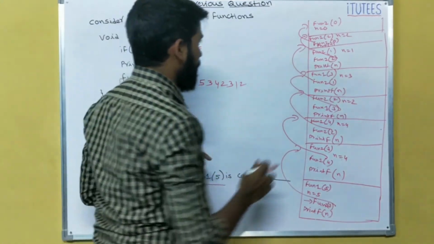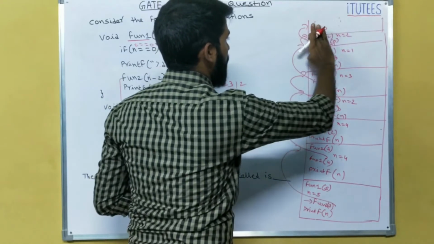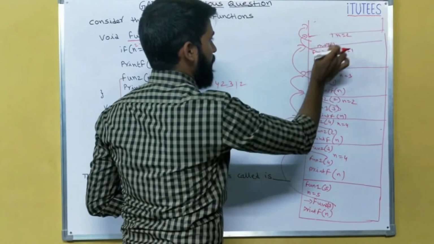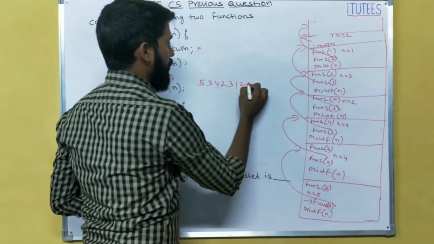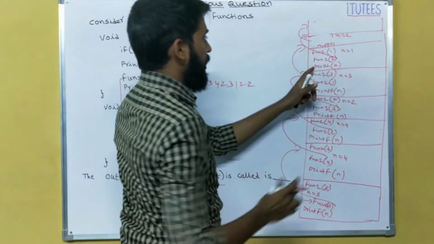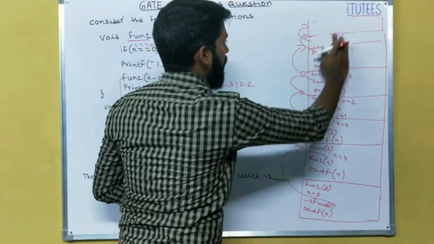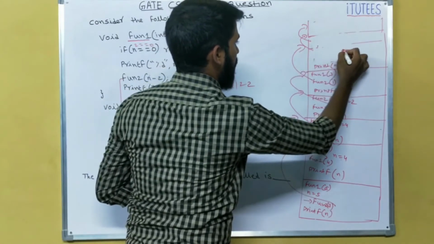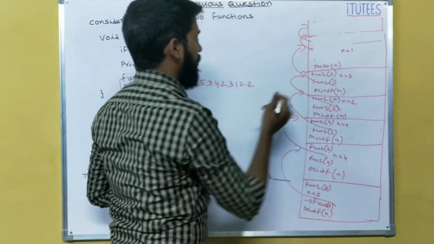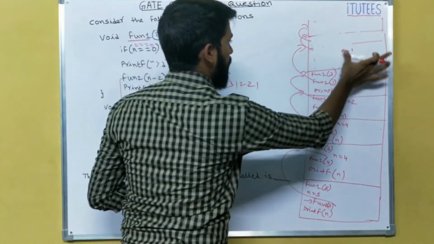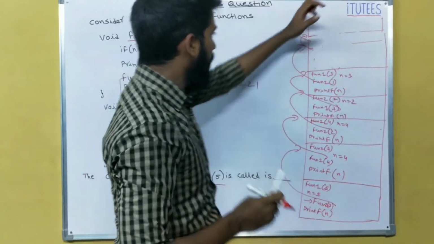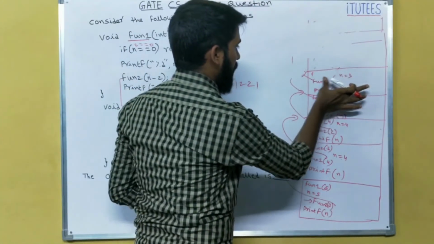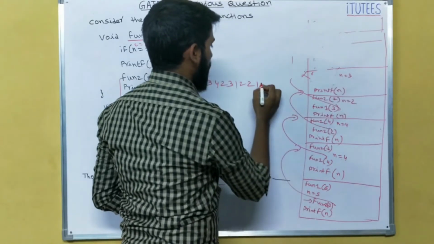So this instruction is executed, print n. What is the n value? 2. Here all these instructions are completed. What is the n value? 1. 1 is printed. Now the memory is deallocated. Now these two are completed. Print n. What is the value? 3.